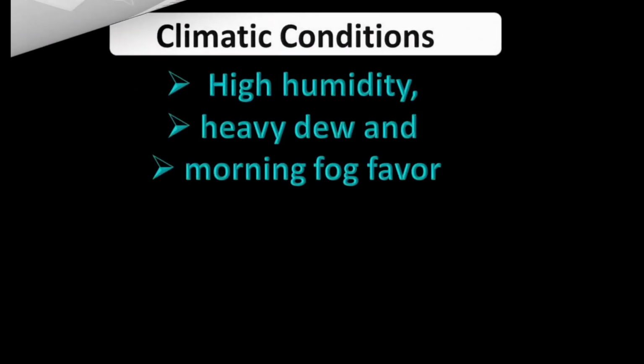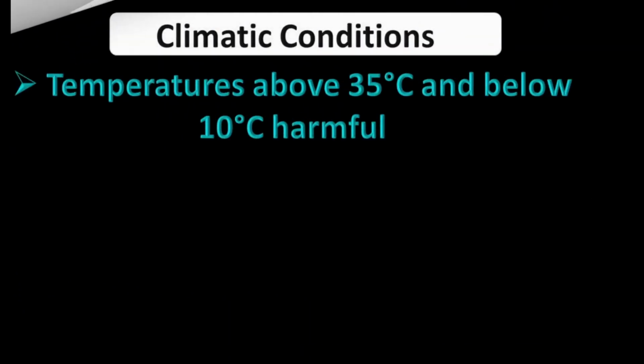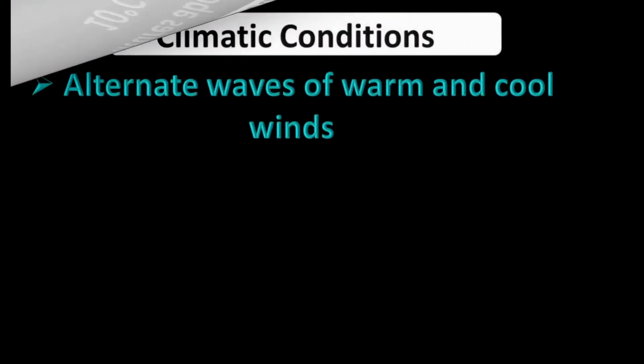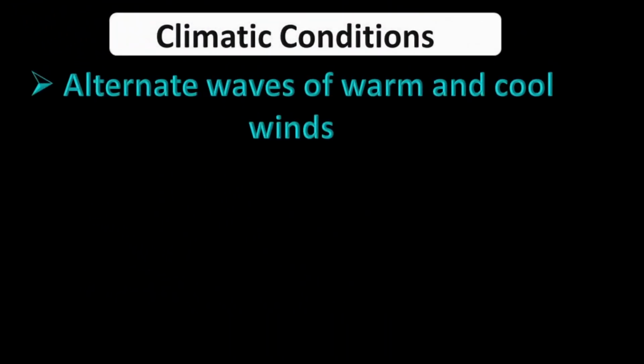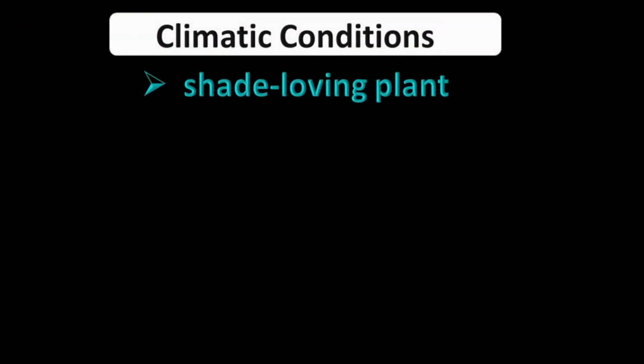High humidity, heavy dew and morning fog favor rapid development of young leaves. Temperatures above 35 degrees Celsius and below 10 degrees Celsius are harmful for the bush. Alternate waves of warm and cool winds are very helpful for tea leaves. Tea is a shade-living plant and develops more vigorously under shade.